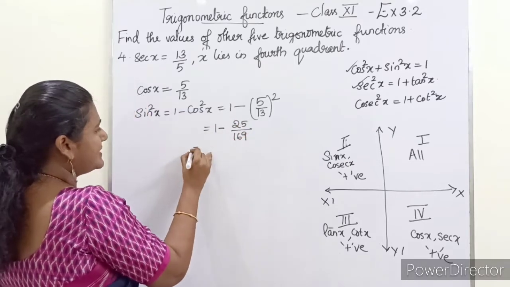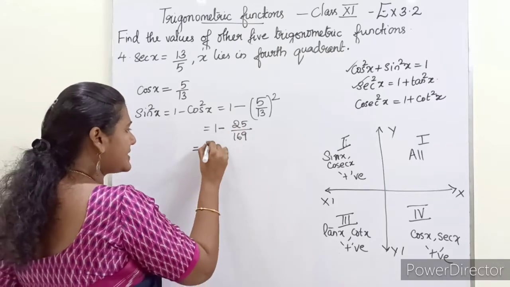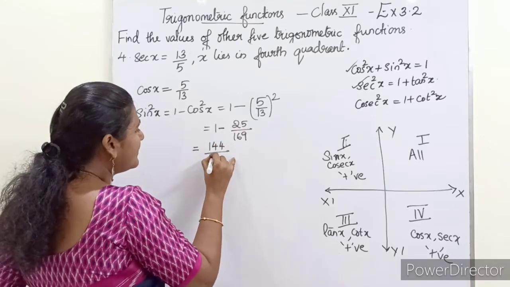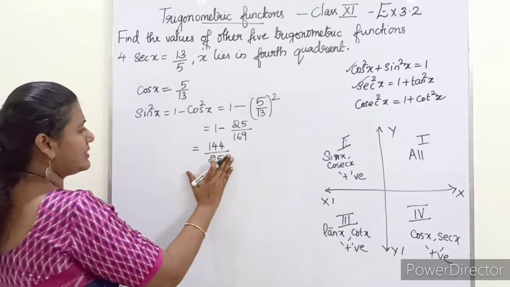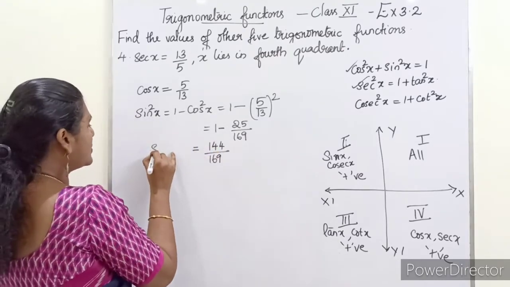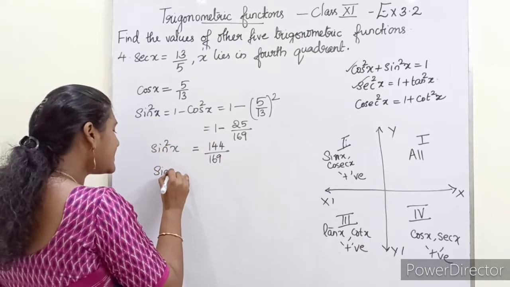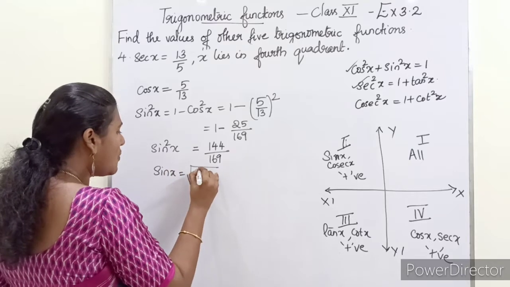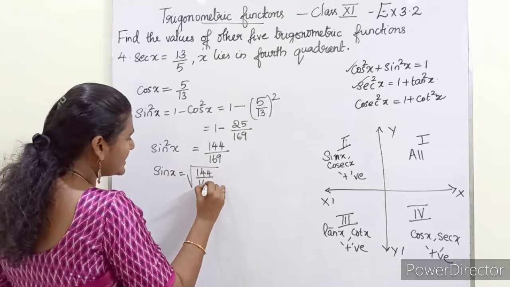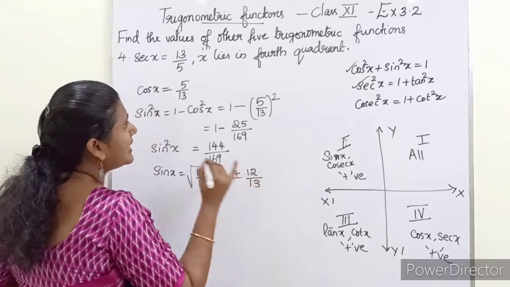Now we will take LCM. That is 169 minus 25 by 169. That is 144 by 169. Now we will take the square root. So this is the value of sin square x. So sin x is equal to root of 144 by 169. So the answer is plus or minus 12 by 13.